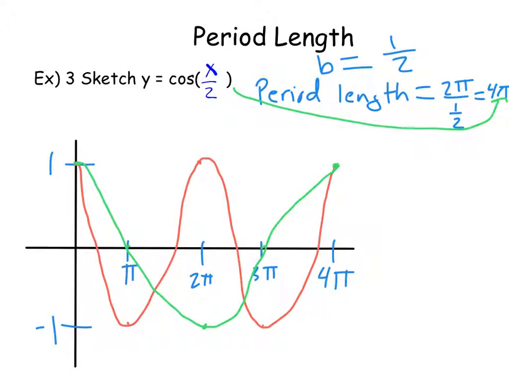Now remember the value of b is 1/2. Literally what that means is it's how many periods are going to happen in 2 pi. Okay? If you look at the green graph, by the time it gets to 2 pi, it hasn't even completed a period. It's only done 1/2 of one. Just like the value of b states that it will.